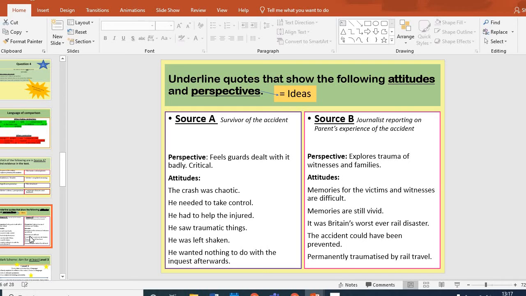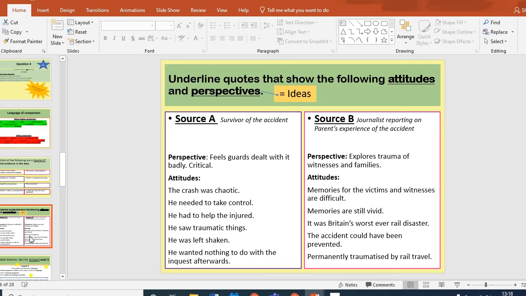And then underneath we have various attitudes that Dickens conveys through his letter to his friend. So he talks about the crash being chaotic, that he needed to take control, that's how he felt. He was helping the injured, he saw lots of traumatic things, he was left shaken, and he wanted nothing to do with the inquest afterwards. Whereas source B's perspective is slightly different. It explores the trauma of witnesses and their families. So this writer wasn't there, it was a journalist reporting on other people's experiences.